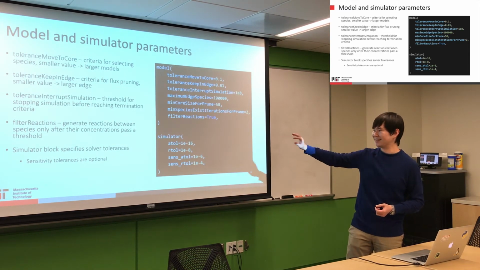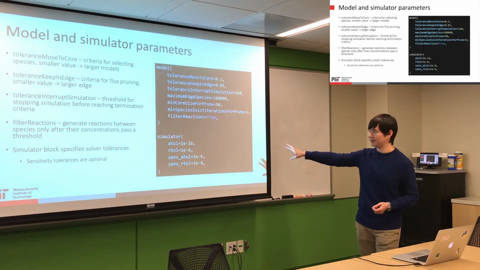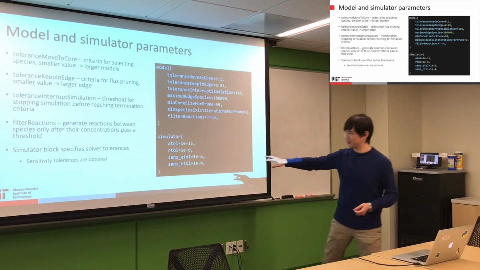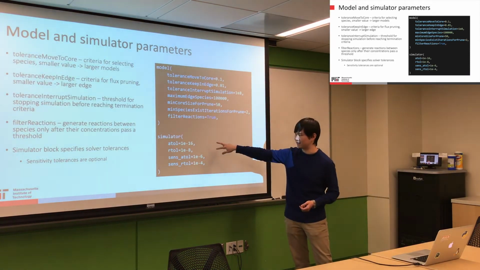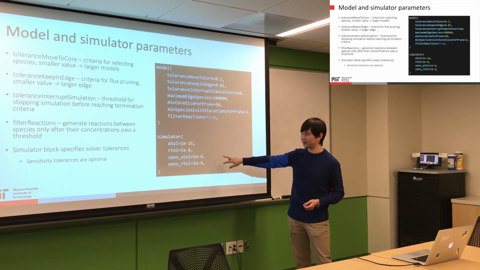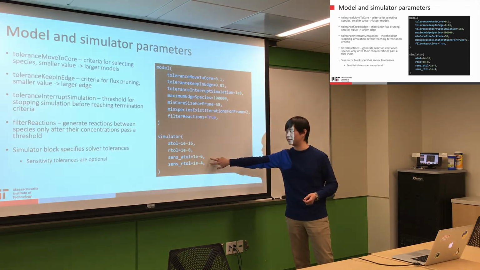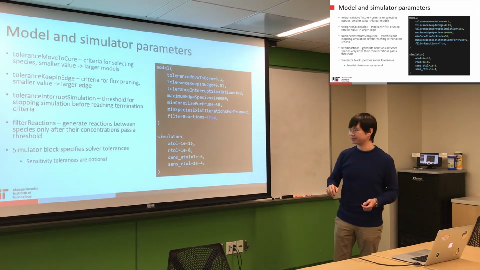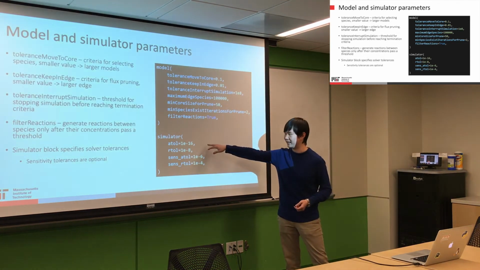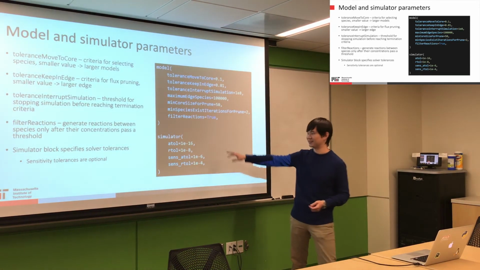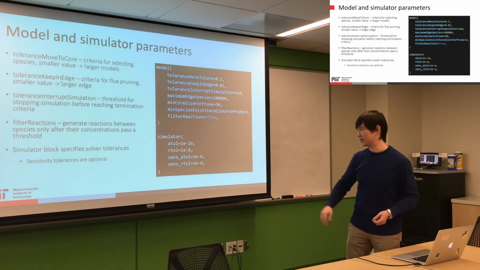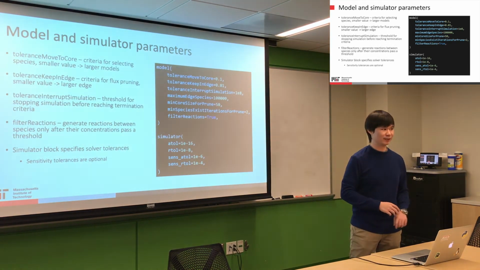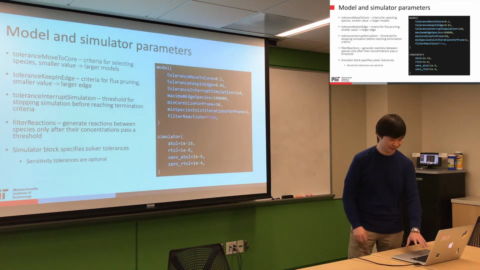Right, so filter reactions, and then there's the simulator block, which lets you specify solver tolerances. You have to specify an ATOL and an RTOL. Sensitivity tolerances are optional. These are the default values. And I think Matt mentioned that at least for ATOL, you don't want it to be any larger than 1e-16. You can make it smaller if you're having trouble simulating your system.